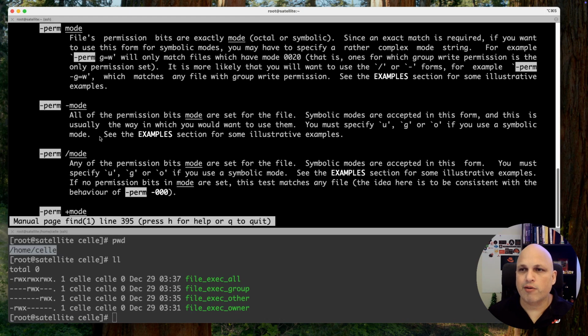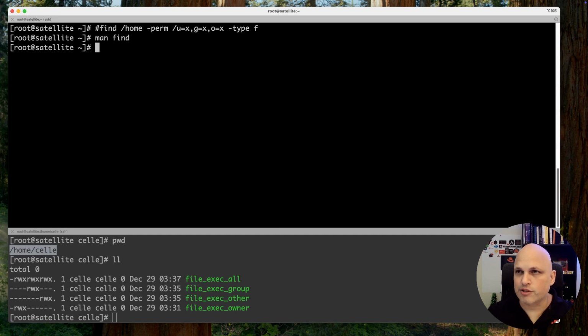One attention point that I would like to bring up here is -mode or /mode. And you will see the difference in a few moments. Let's do this. I'm not going to give you the answer, and then we will figure this out together. Let me find, from our home directory, all the files with the permission. I'm using the /, and then I would like to see user X, group X, or other X. And the type will be file. I don't care about directories.